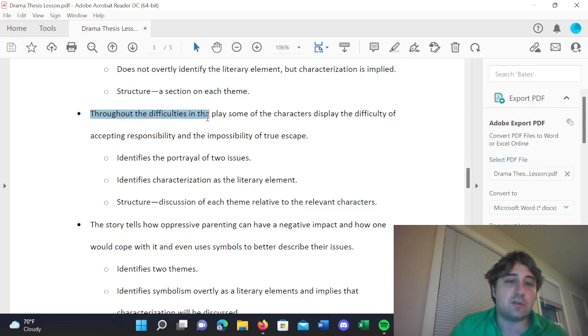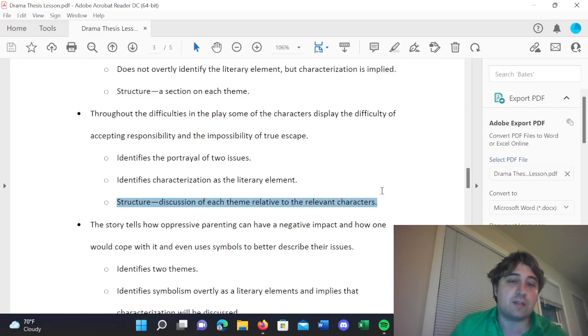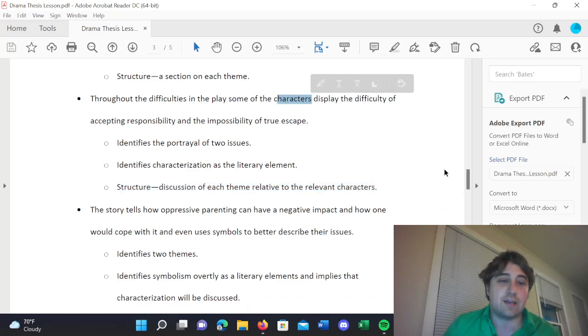Throughout the difficulties in the play, some of the characters display the difficulty of accepting responsibility and the impossibility of true escape. This one identifies two issues, accepting responsibility and the impossibility of true escape. It identifies characterization as the literary element, so the characters display. And then it has structure: discussion of the themes relative to relevant characters. So we know we're going to be discussing themes and discussing characters. That's going to be the structure of this essay.